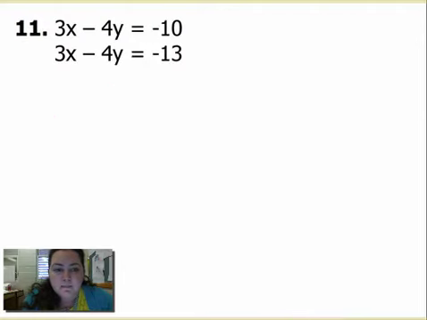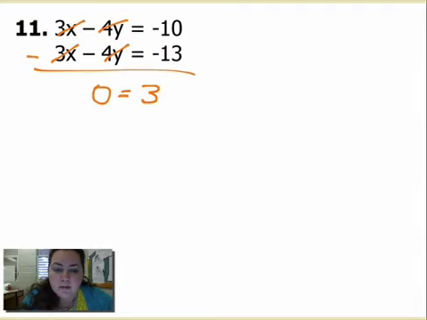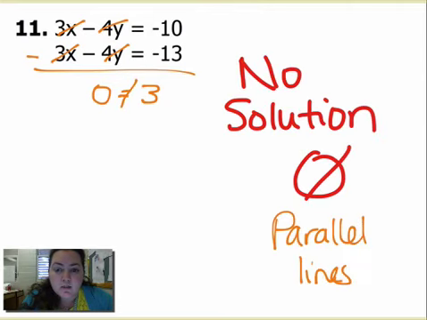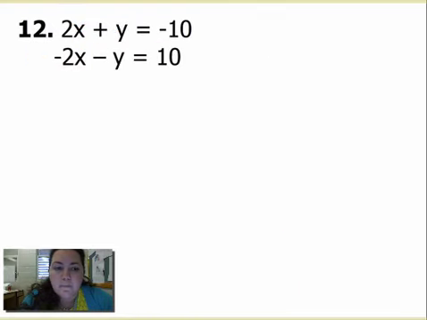Number 11. Alright, if I look at this one, I see I have a 3x and I have a minus 4y for both equations. So since they both have the same sign, I'm going to subtract. The 3x and the 4y are both going to cancel. So I'm not going to have any x's or y's. So my whole left side is going to be nothing. I have 0. And on the right side, it simplifies to 3. That is not a true statement, so I have no solution. And that means those lines must be parallel.